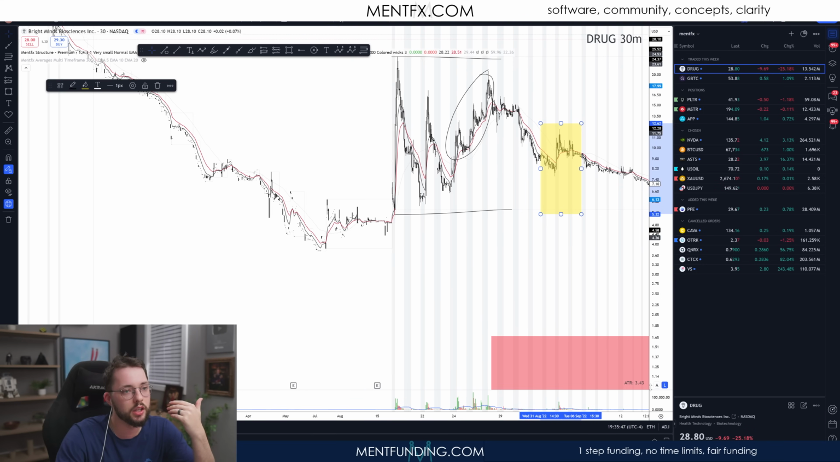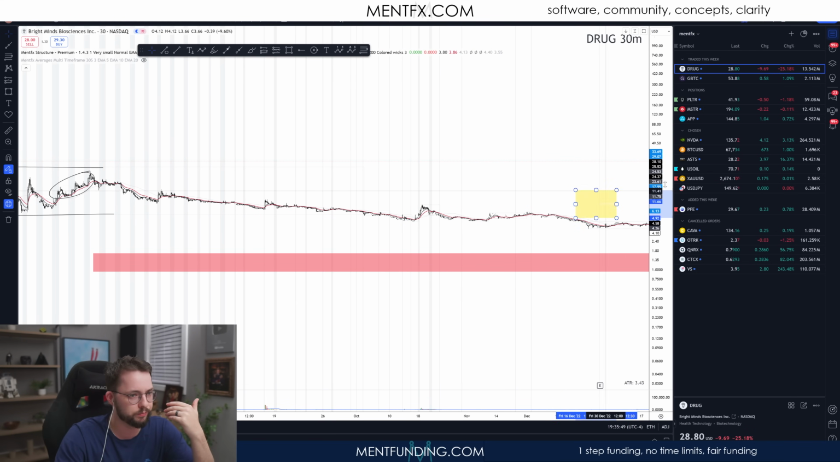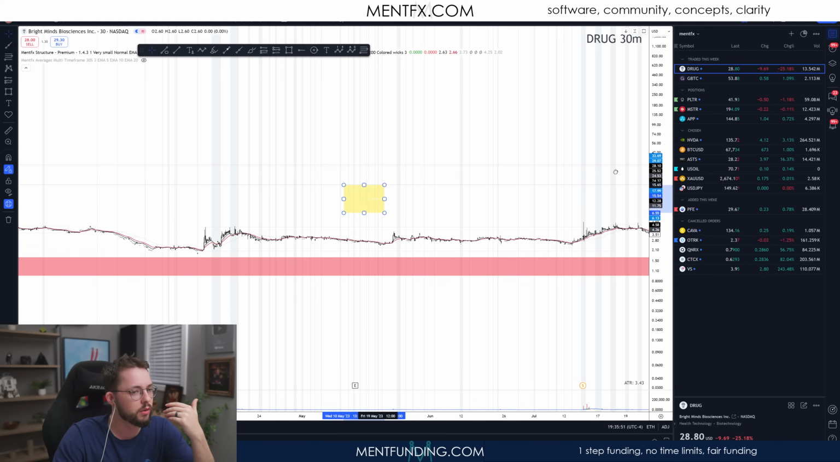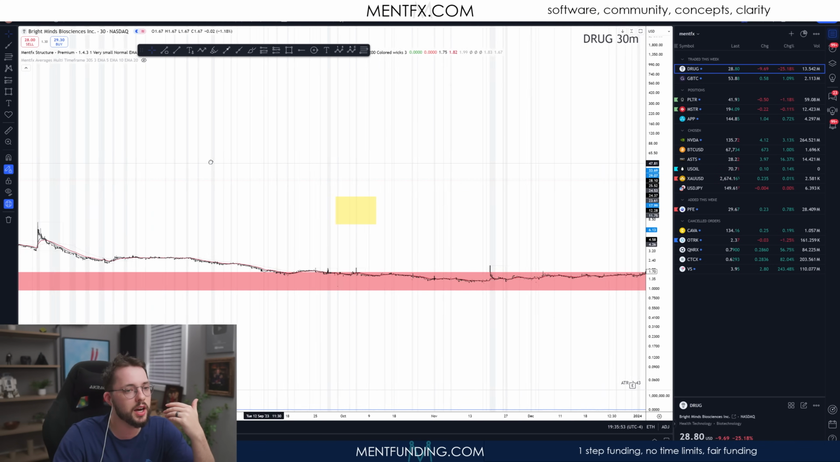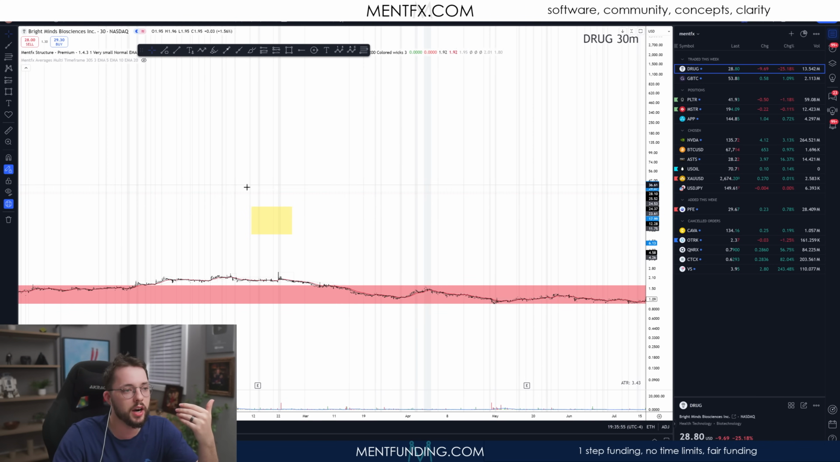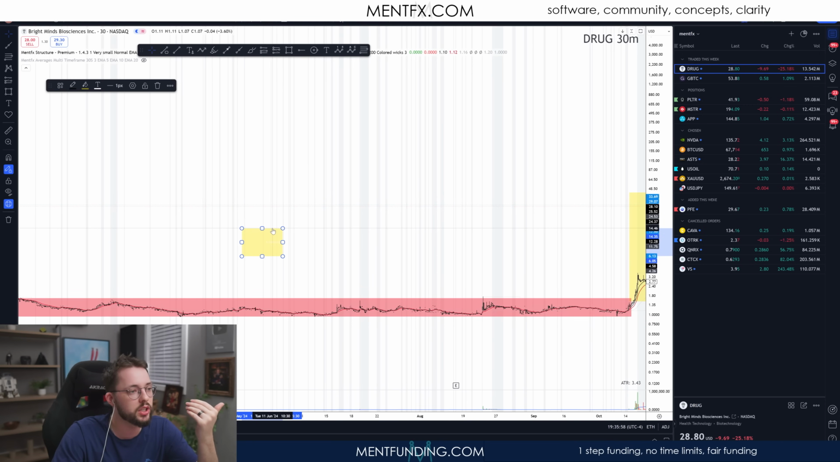So if we look at that yellow and we just go back to the left over here, we keep going left, we keep going left. So the last time that this thing truly created a market environment that was worth watching and potentially executing trades on.